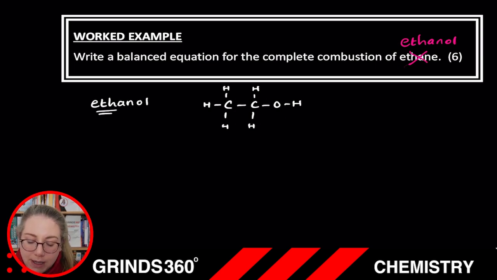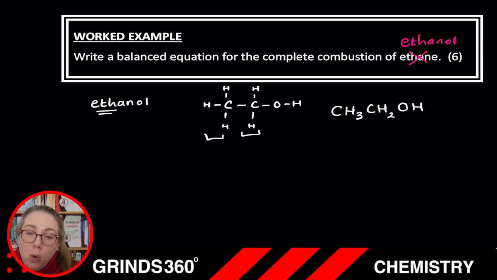Some people prefer to write this formula as CH3 for this first part. Then you have CH2 for this bit here with an OH on the end. That's absolutely fine. Or you can write it as C2H5OH. Both of those formulas have the correct number of carbons, hydrogens, etc., and the functional group, the OH group, is shown. So either of them are correct when you are writing this balanced equation.